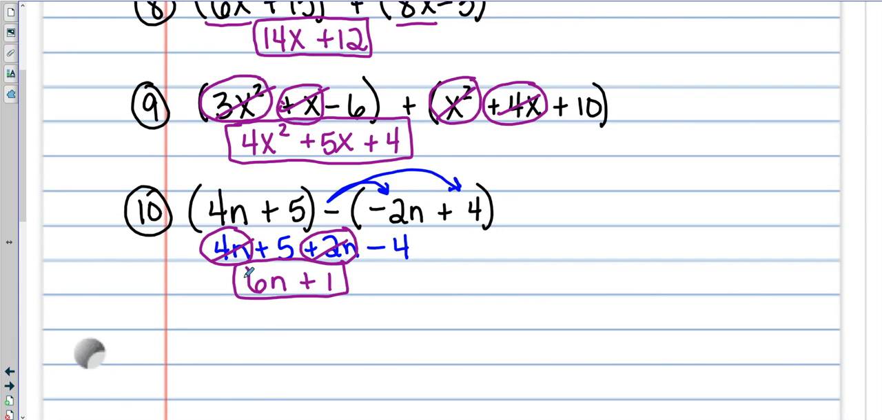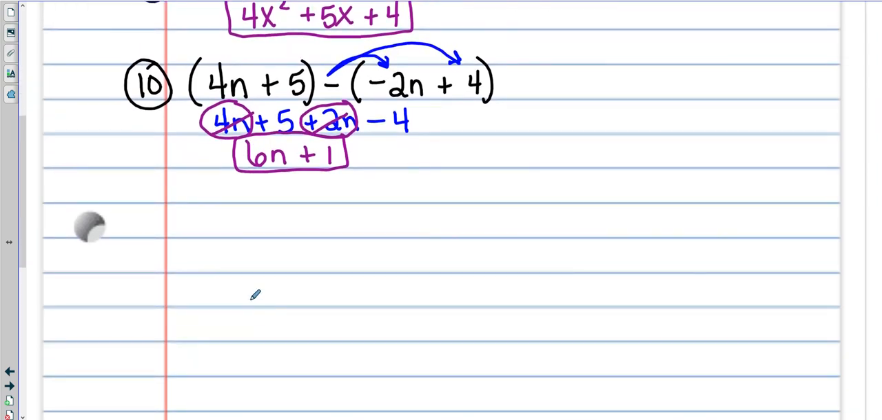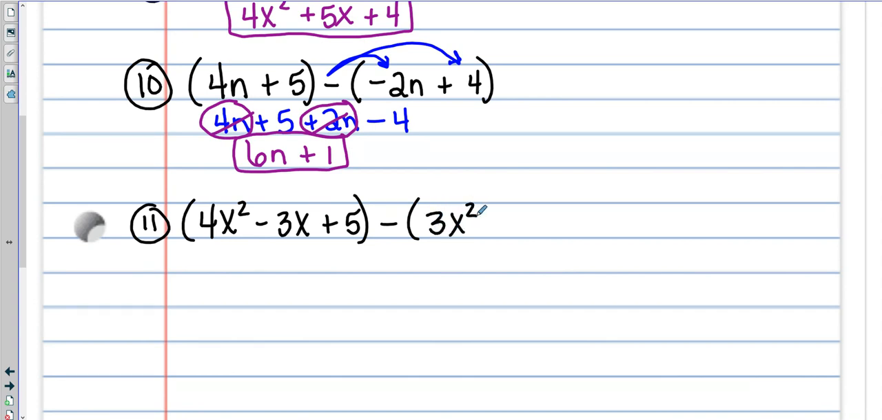The next one I want to go over is number 11. I have 4x to the second power minus 3x plus 5, close parentheses, right? Minus, open parentheses, 3x squared minus x minus 8. Okay, so here we're going to leave the first polynomial alone, and I'm going to distribute this negative into the second polynomial.